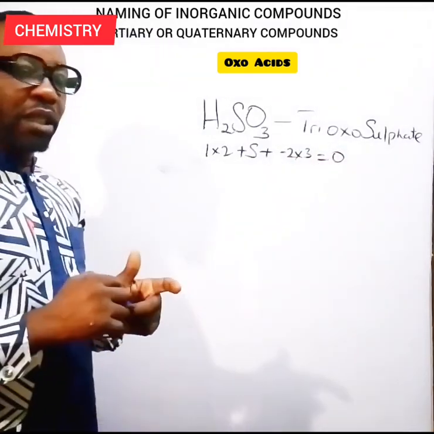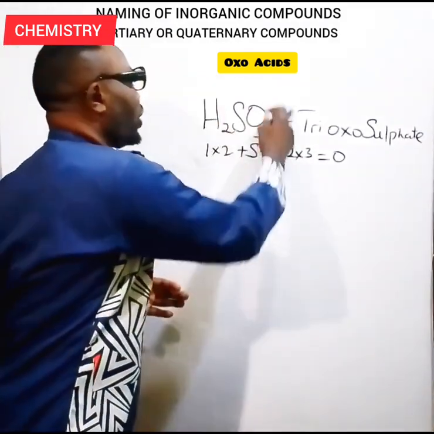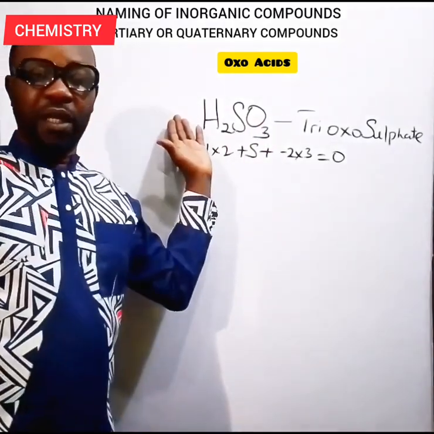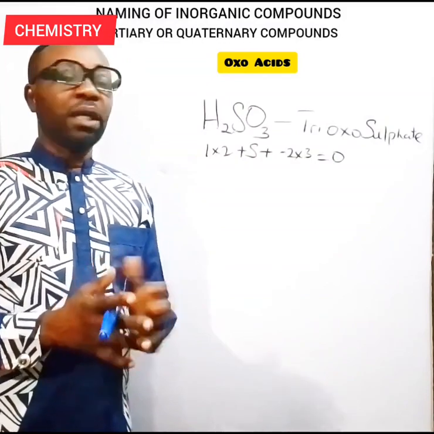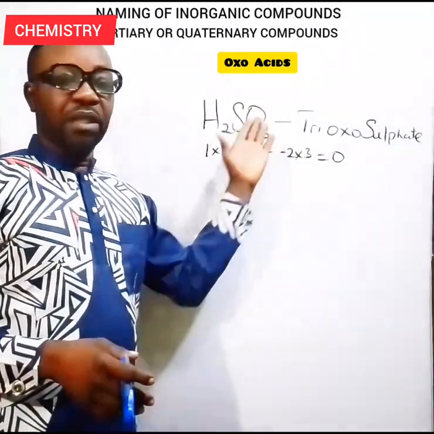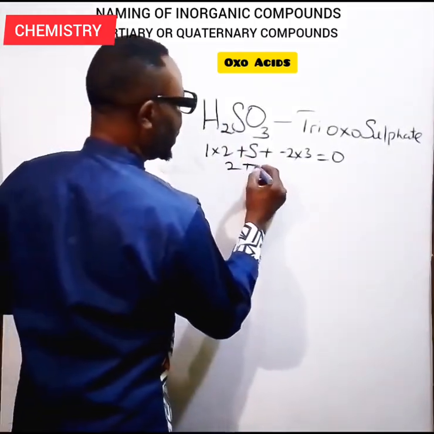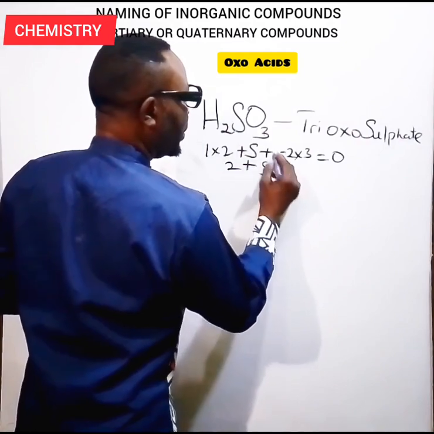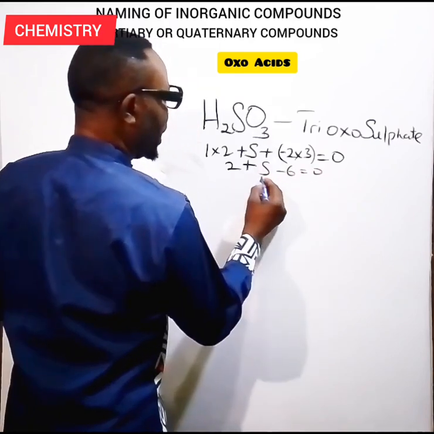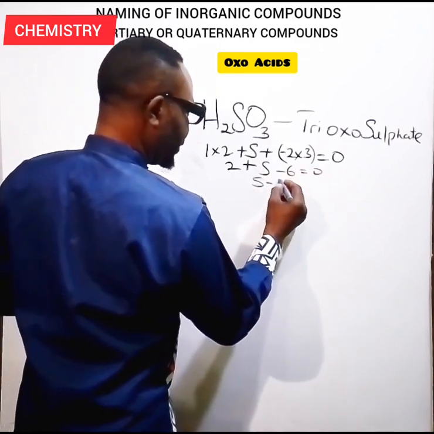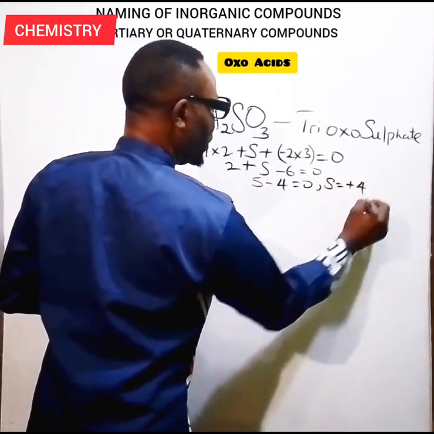Don't forget that when you are trying to find the oxidation number of a particular element, the summation for a compound at the neutral level like this is going to be equal to 0. If you sum up all the oxidation numbers together, it will be equal to 0 because this is a neutral compound. Then I have it as 2 plus sulfur, plus times minus is going to be what? Minus 6 is equal to 0. 2 minus 6, that's what? S minus 4 is equal to 0, where S will be equal to plus 4.